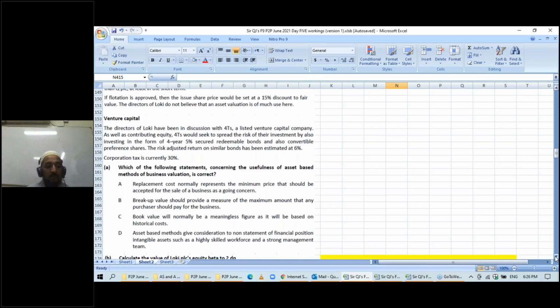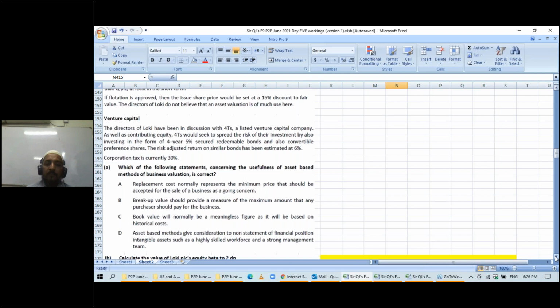So, replacement cost normally represents the minimum price that should be accepted for the sale of a business as a going concern. This is not correct. Replacement cost is the maximum price at which the buyer, the investor, is ready to buy. It's the maximum amount. This is talking about the seller, but replacement cost is the maximum amount which a buyer will be ready to pay. So this is not correct.